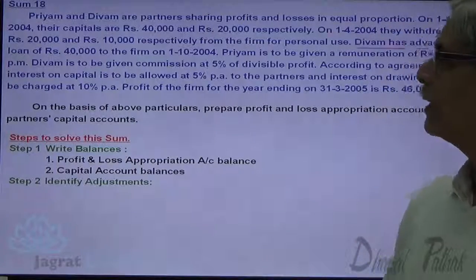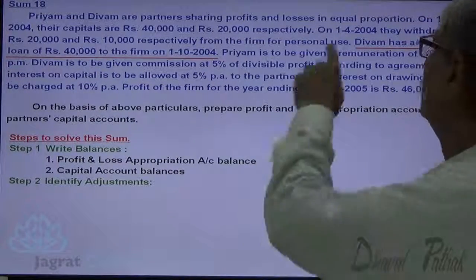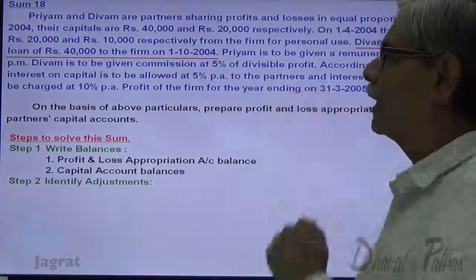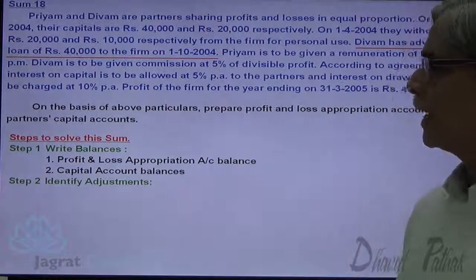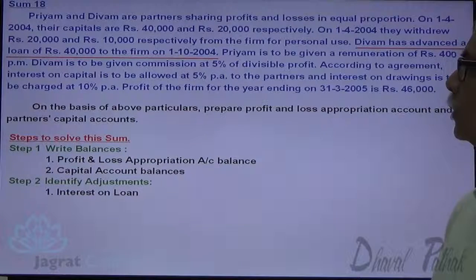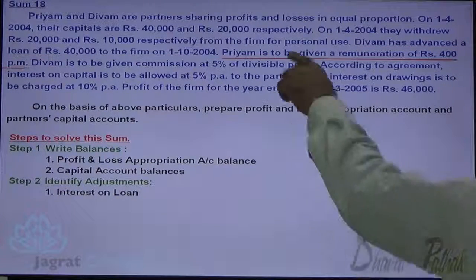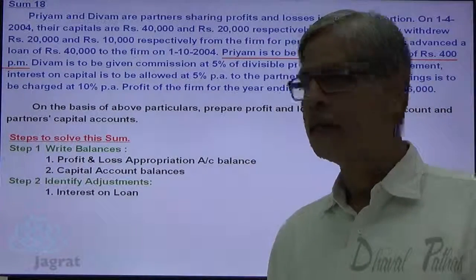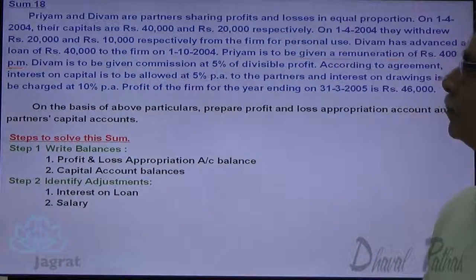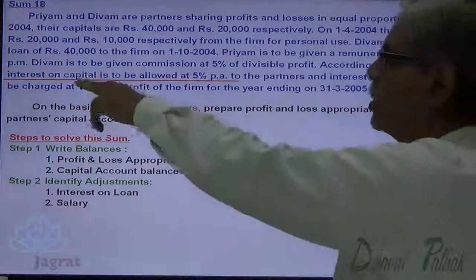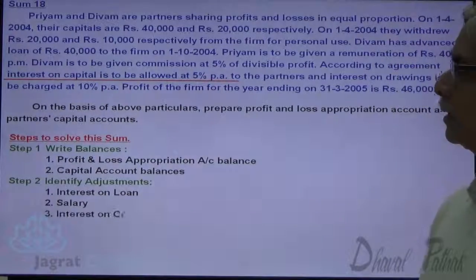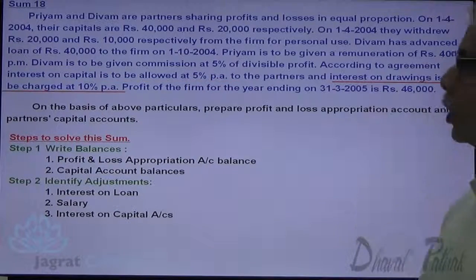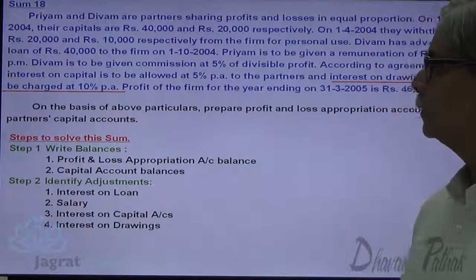Just try to identify the adjustments. Divam has advanced a loan of 40,000 to the firm on 1/10/2004. So there is an adjustment for interest on partner's loan. Then Priyam is to be given a remuneration of 400. So salary to a partner is the second adjustment. Interest on capital at 5%, that is the third adjustment. Interest on drawings is the fourth adjustment.